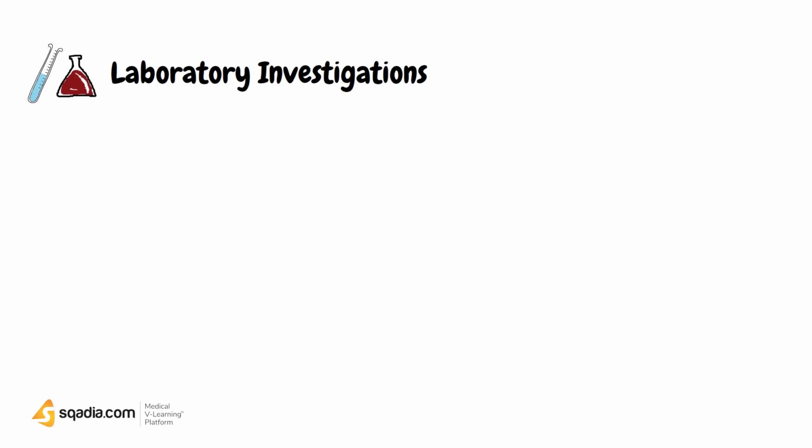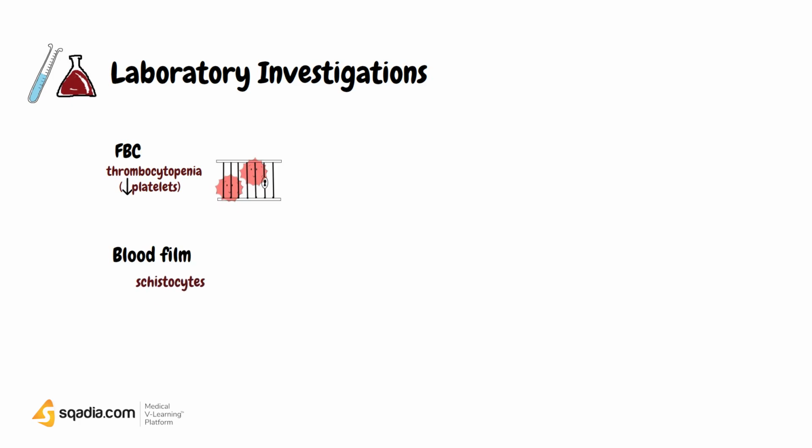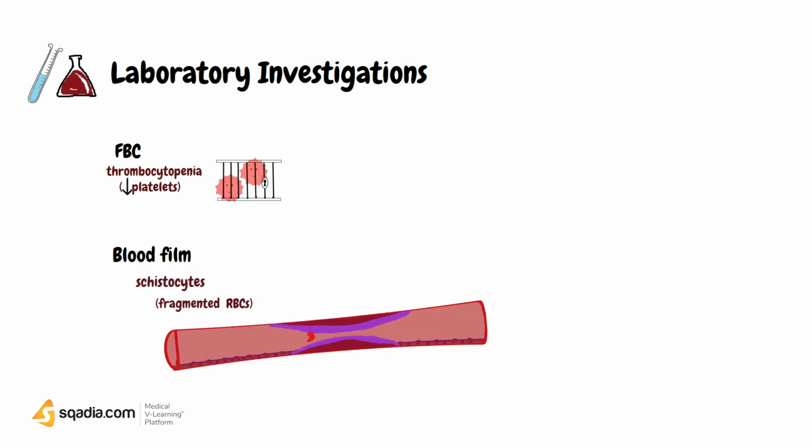So, what laboratory investigations will you be doing? First things first, full blood count. It will show thrombocytopenia. Why is this? Because platelets are being used up in the clot formation process. Blood film will show schistocytes. These are small fragmented RBCs. When RBCs pass through the narrow space of a clotted vessel, they break down into small fragments.